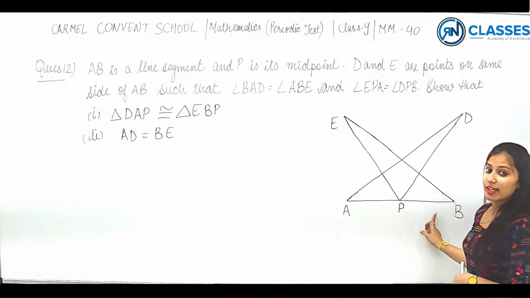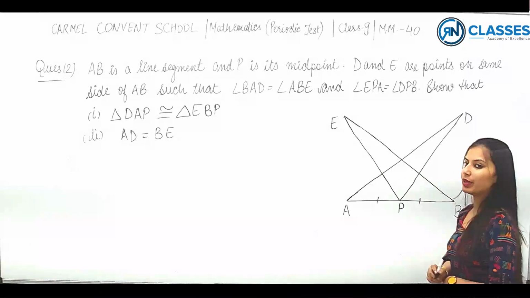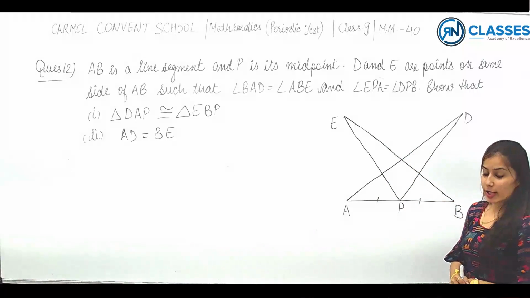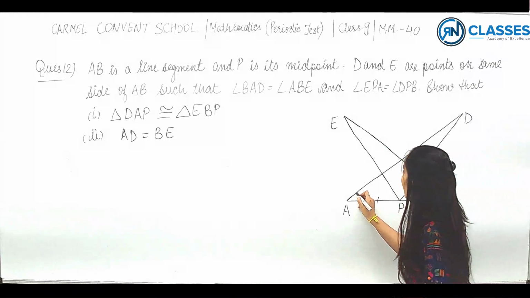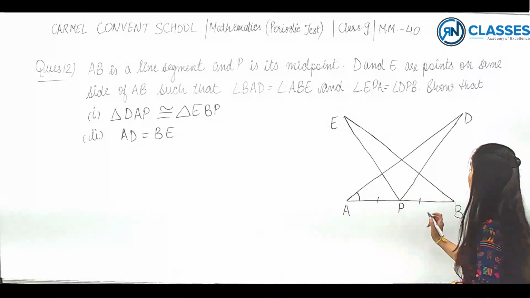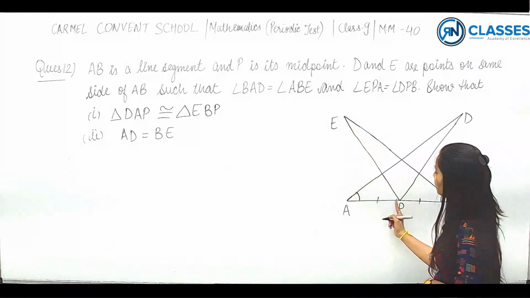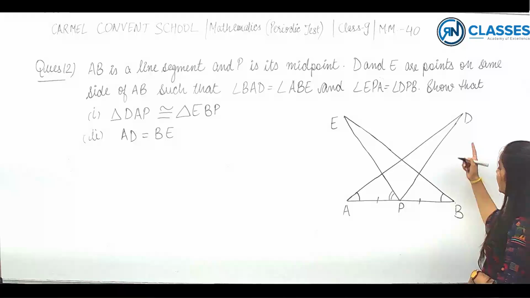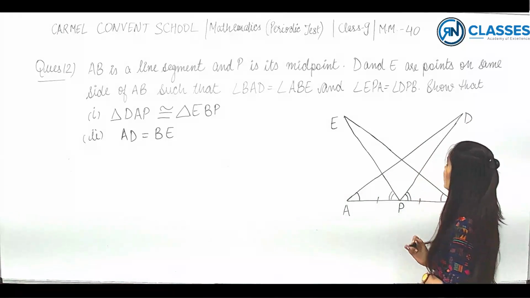Question number 12. AB is a line segment and C is its midpoint, means AC is equal to CB. D and E are points on same side of AB such that angle DAC, means this angle, is equal to angle EBC, means these two angles are equal, and angle ECA, this angle, is equal to angle DCB, means these two angles are also equal.